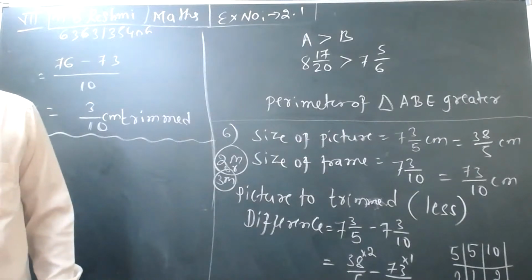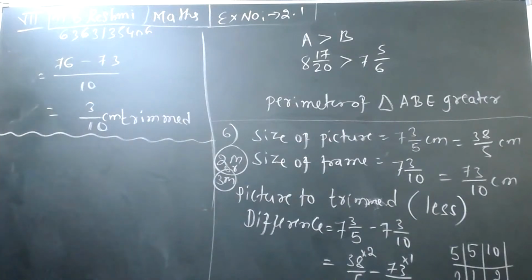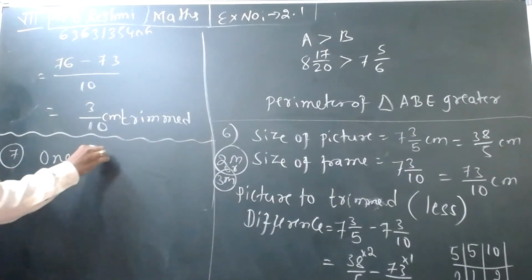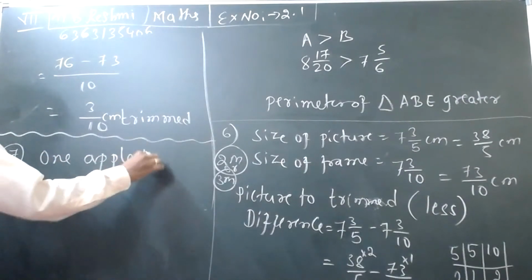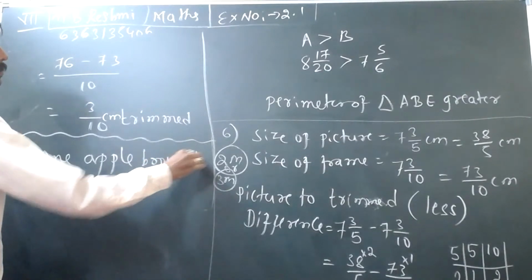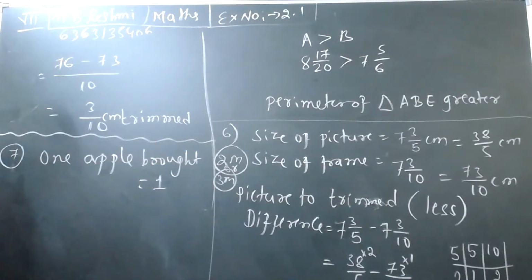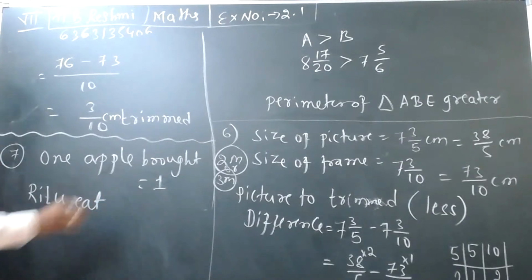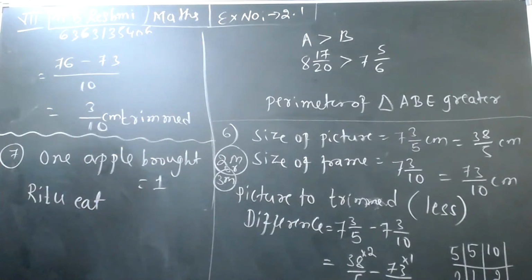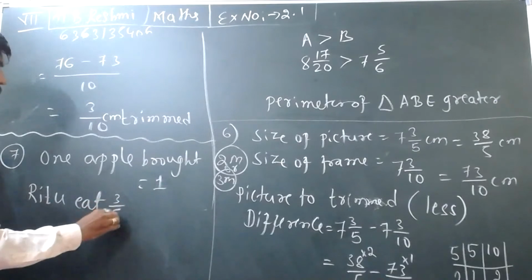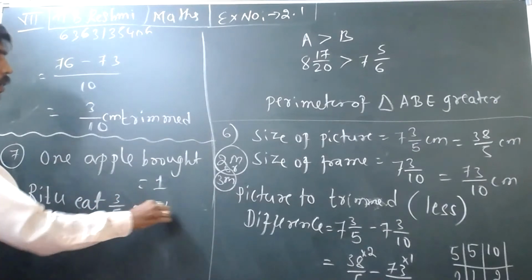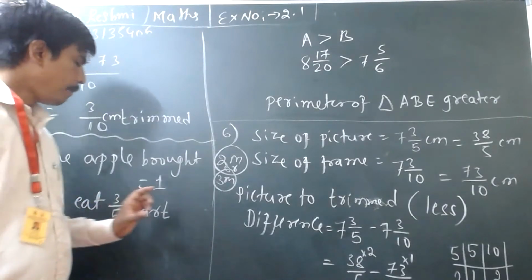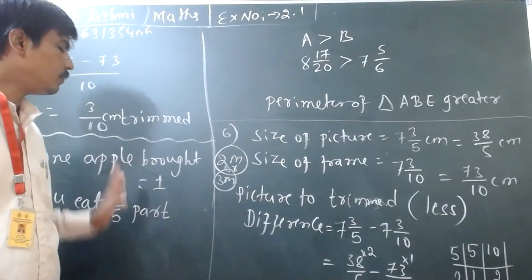First you write the number of apples brought by them. They brought only one apple. One apple is brought. Then later on what did they do? Ritu ate. How much did she eat? She ate 3 by 5 part. See, the apple is eaten from the apple which was brought.